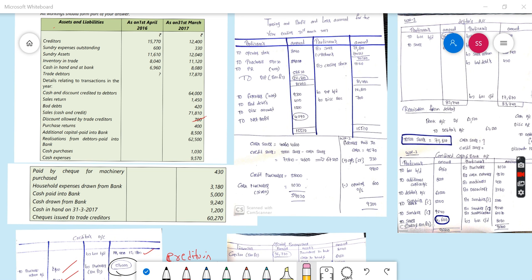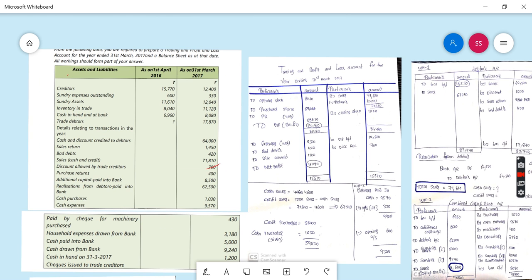Okay, let's quickly solve the seventh problem. They have given the opening assets and opening liabilities, closing assets and closing liabilities, and some more details relating to the transactions in the year. Based on this, they are asking us to prepare the trading account, P&L account, and balance sheet.